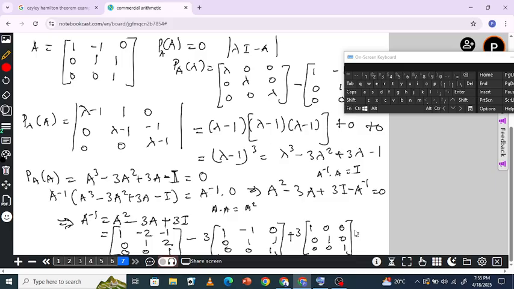If you solve that, it gives you a 3 by 3 matrix, which is 1, 1, negative 1, 0, 1, negative 1, and 0, 0, 1. That's our inverse using the Cayley-Hamilton theorem.